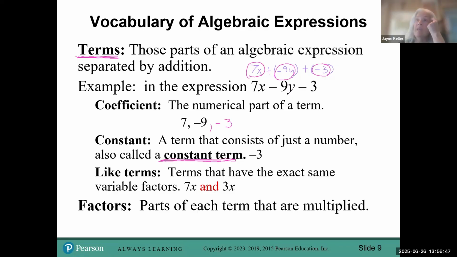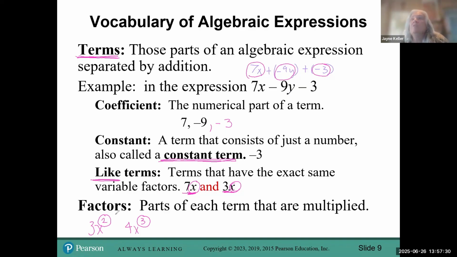And then we have terms that have the same exact variable factors, and we call those like terms. So 7x and 3x are like terms because their variables are the same. But here we have 7x and negative 9y. Those are not like terms because their variables are different. Another one to think about is, what if I had something like 3x squared and 4x cubed. Well, these aren't like terms either because this one is squared and this one is cubed. So both the variable and the power have to match.